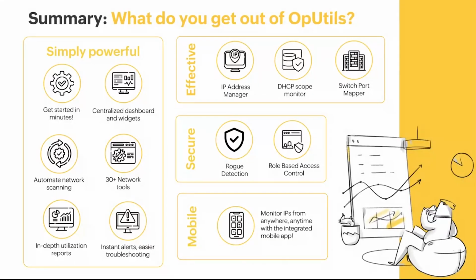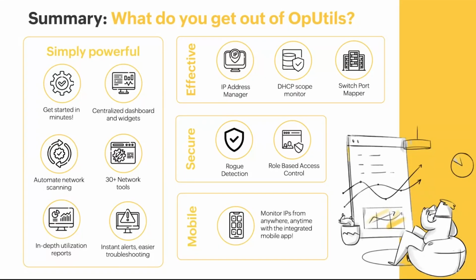And for deeper visibility, you also get in-depth utilization reports and instant alerts, and these help you monitor and troubleshoot issues quickly. And the product also has all the different effective modules that we saw, like the IP Address Manager for IP scanning, advanced IP scanning and IP tracking. You've got the Switch Port Mapper for end-to-end port mapping. And you've got the DHCP Scope Monitor for simplified DHCP server and scope monitoring. All of these modules are integrated with each other, so that gives you a holistic view of your network address space.